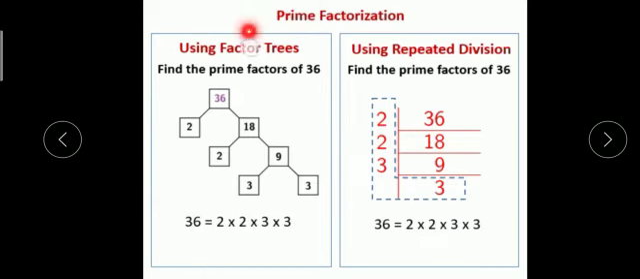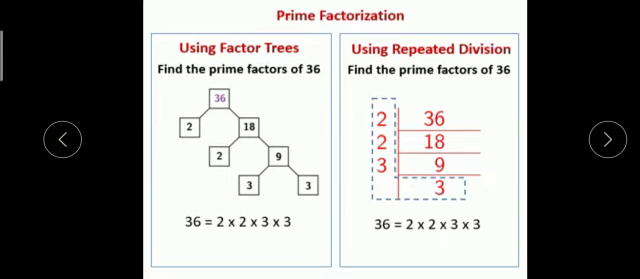Now we are again showing the prime factorization using both methods. Here we have to find the factors of 36. So we can write 36 as the product of 2 and 18. 2 is a prime number, so this closes here. 18 is a composite number, so we can write it as 2 multiply 9. And again 9 we can write as 3 multiply 3. Hence the factors of 36 are 2 multiply 2 multiply 3 multiply 3.